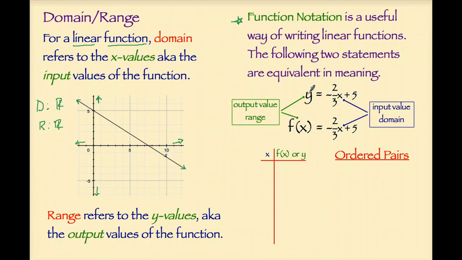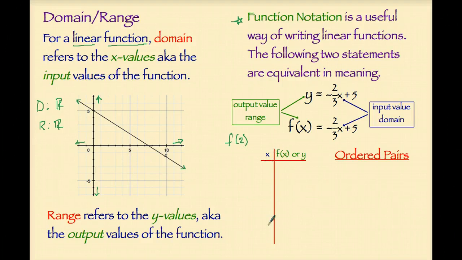We have seen this before: y equals negative 2/3 x plus 5. f of x equals negative 2/3 x plus 5 means the same thing. y is an output value, f of x is an output value. f of x has a practical function because we can say things like, what is f of 2? And that's understood to mean that you plug 2 in for x to get the output value. So that's why we see function notation.